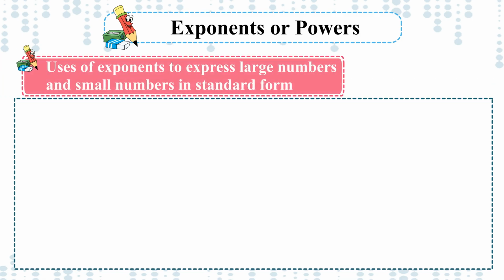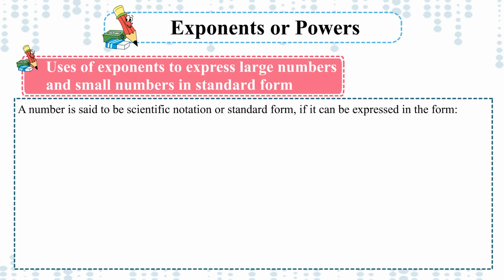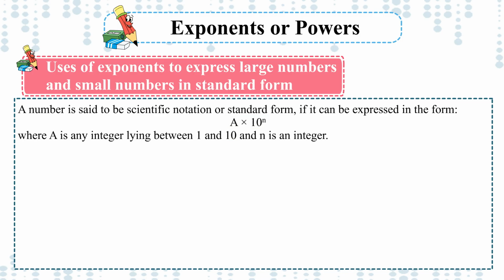Uses of exponents to express large numbers and small numbers in standard form. A number is said to be in scientific notation or standard form if it can be expressed in the form A multiplied by 10 raised to the power n, where A is any number lying between 1 and 10 and n is an integer. To write a number in standard form, we may use the following steps.